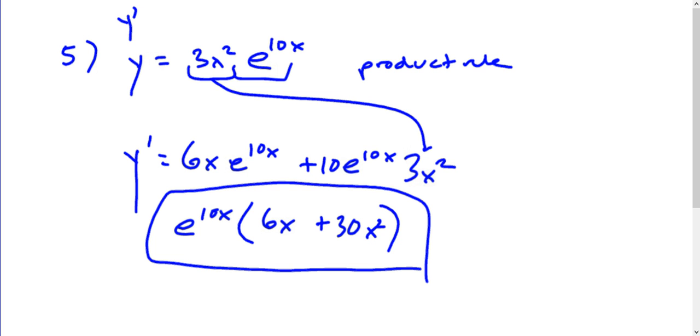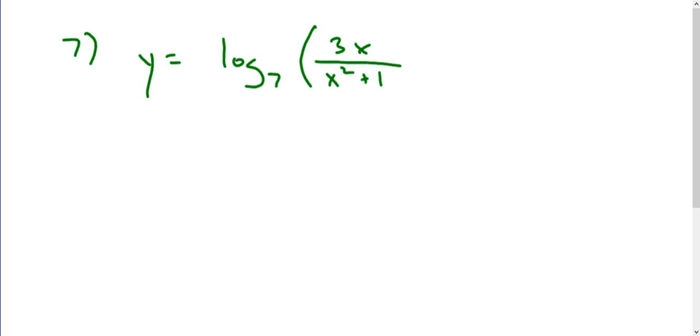Okie dokie. Let's do a couple more. Just a couple more. Let's say I have number 7. I have y equals log base 7 of the quantity 3x over x squared plus 1.